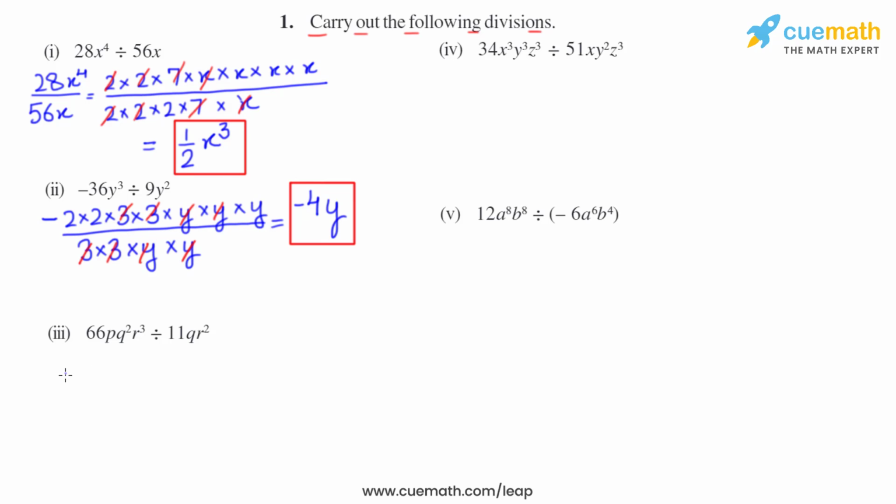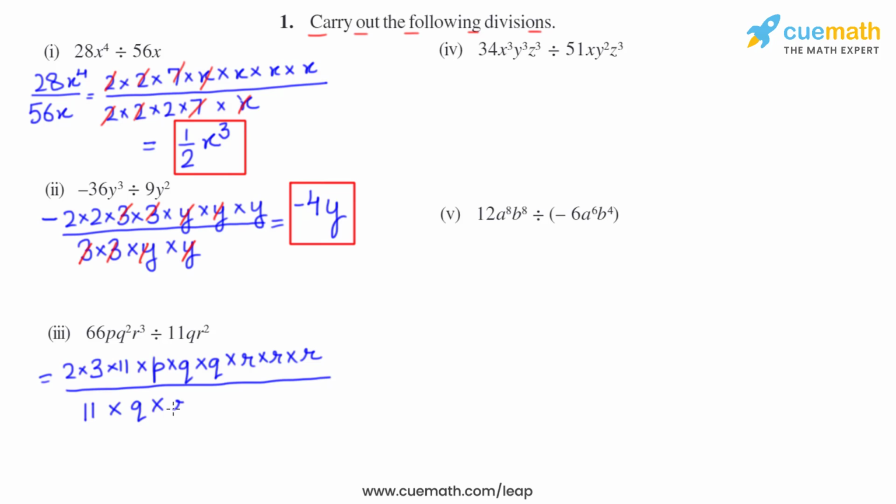66p q square r cube divided by 11q r square. So let's write the prime factorization. It will be 2 into 3 into 11 into p into q into q into r into r into r, divided by 11, it is a prime number, into q into r into r. What can be cancelled? 11 gets cancelled with 11, one q gets cancelled, one r and another r get cancelled.